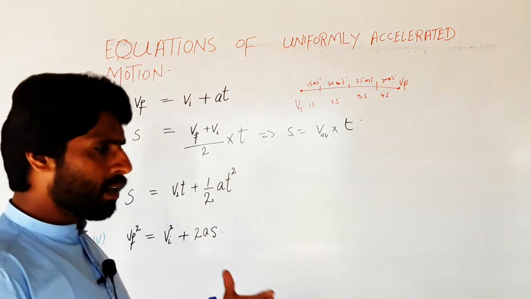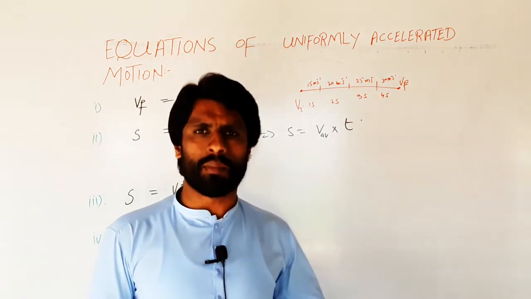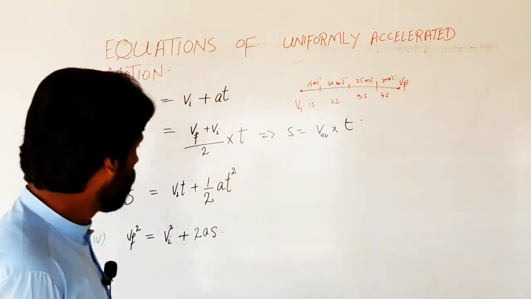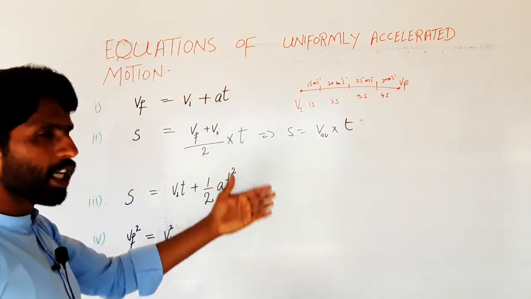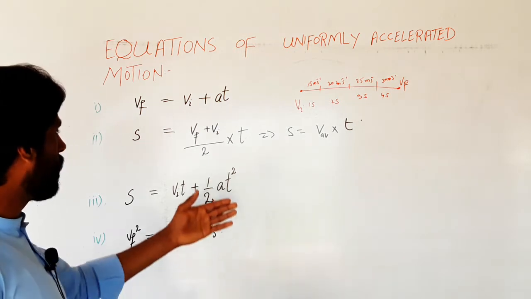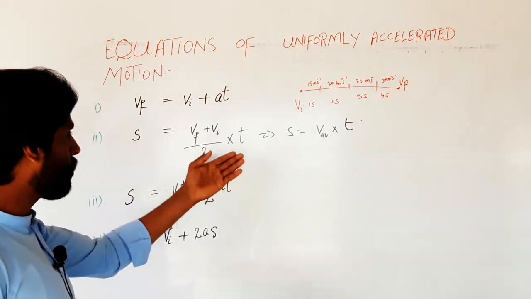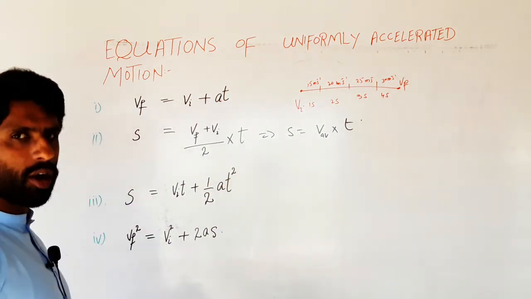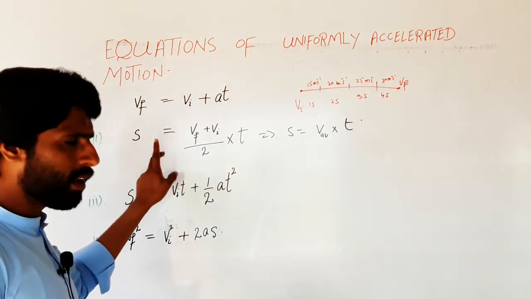When a question is asked, for example, when an object is moving with initial velocity Vi equal to 15 meter per second and final velocity Vf equal to 25 meter per second in 10 seconds, what is the distance covered by the object? At this condition, we follow this equation.